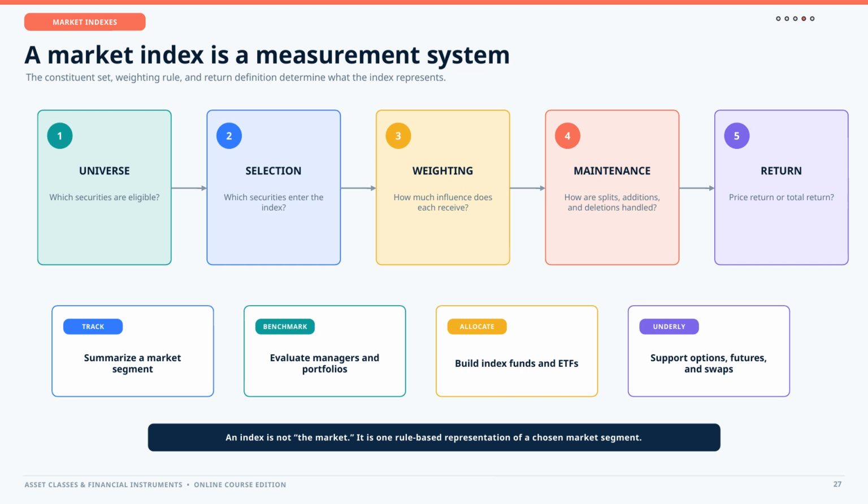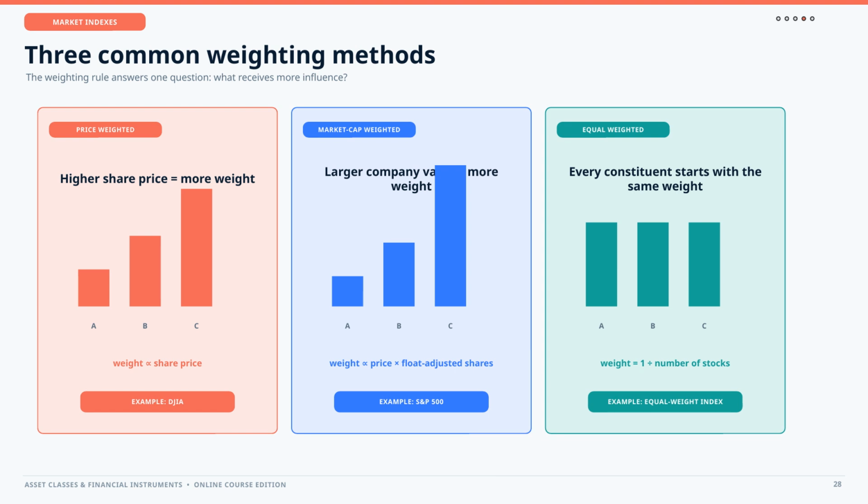Different rules can create different sector exposures, concentration levels, turnover, and performance, even when the indexes use many of the same securities. A price-weighted index gives more influence to securities with higher share prices. The Dow Jones Industrial Average is a 30-stock price-weighted index. A market cap-weighted index gives more influence to companies with larger market values, usually adjusted for shares available to public investors. The S&P 500 uses float-adjusted market capitalization. An equal-weighted index gives each constituent the same starting weight and must rebalance periodically to restore equality.